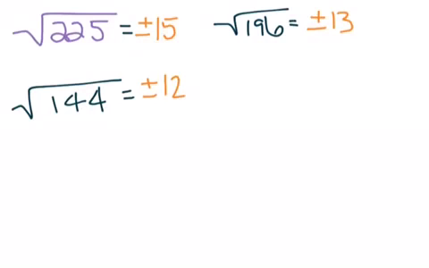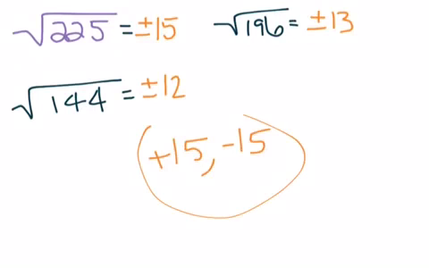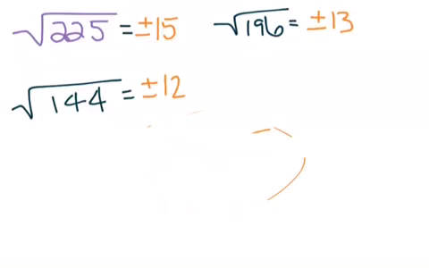Okay, so the square root of 225 is going to be a positive 15 and a negative 15. The reason why I'm not writing it like this is just because it's similar to me and I understand what that means. If you're more comfortable writing it like this, then write it like that. That's totally fine. The square root of 144 is going to be a positive 12 and a negative 12. And the square root of 196 is going to be a positive 14 and a negative 14.